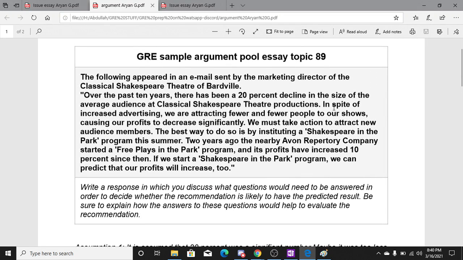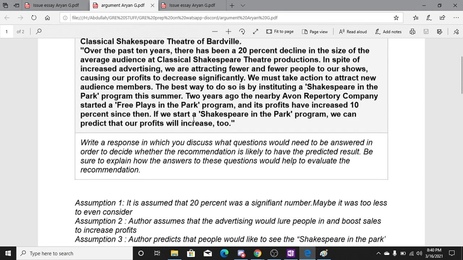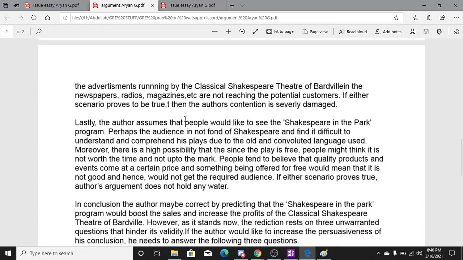Then it says, in spite of the increasing advertising, so there has been an increase in advertising, we are attracting fewer and fewer people to our shows, causing our profits to decrease significantly. Okay. Again, pretty flawed way of thinking, guys. Pretty flawed way of thinking.